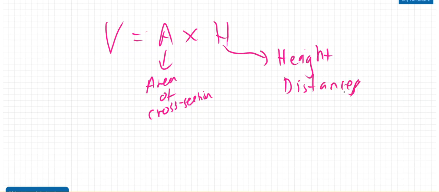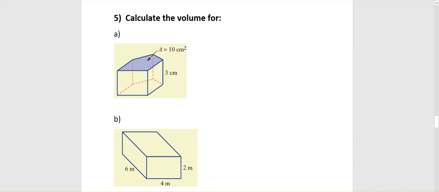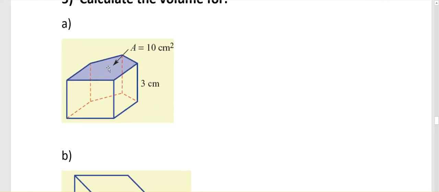Sometimes in other examples, you see length. And I'll explain why all these different keywords mean the same thing. Now, you have to understand what we mean by cross-section as well. So if I have a look at this example here, I can see this shape here. It's an odd sort of shape, but they're telling us the area is 10 centimeters squared. The reason why they're telling us that area is that is the cross-section.